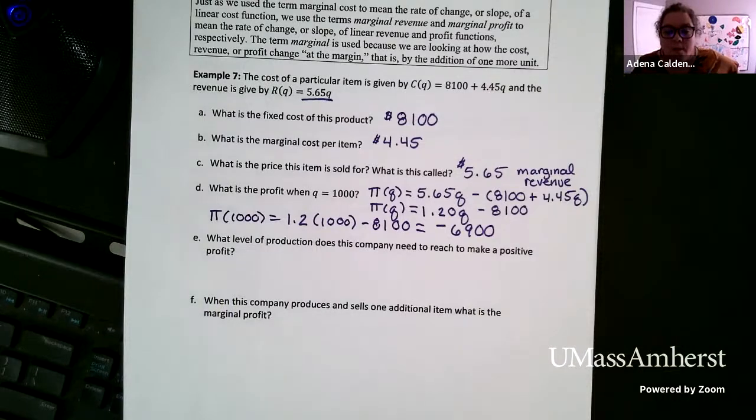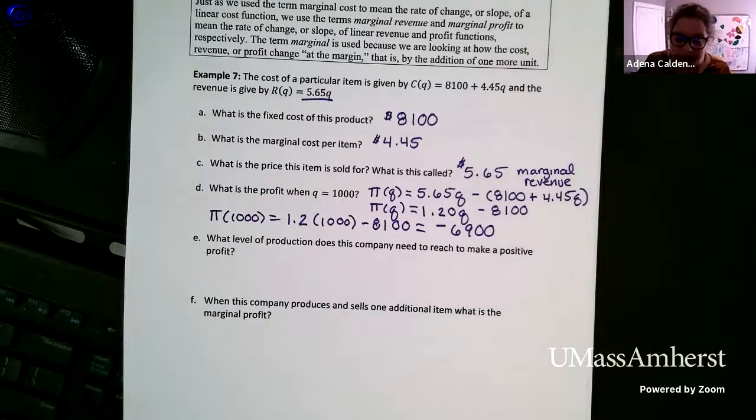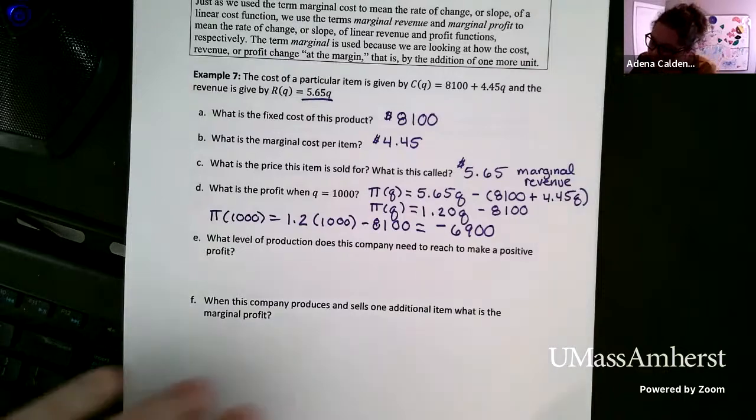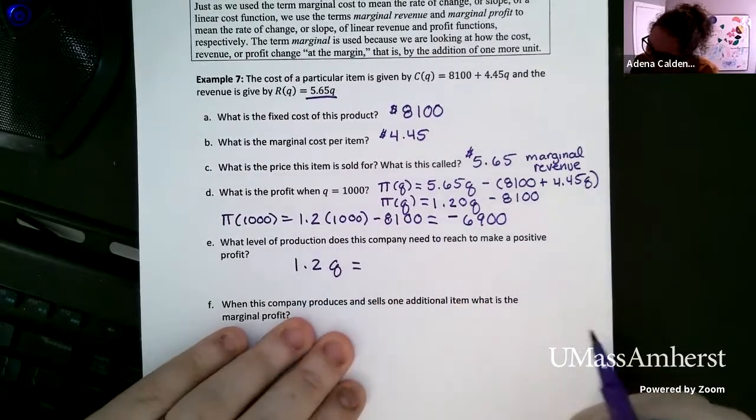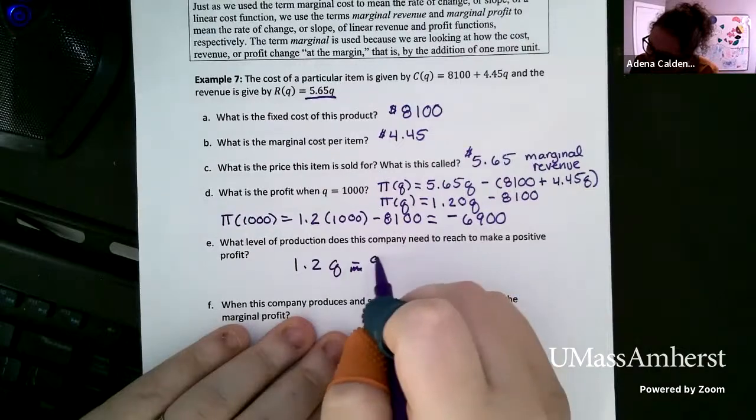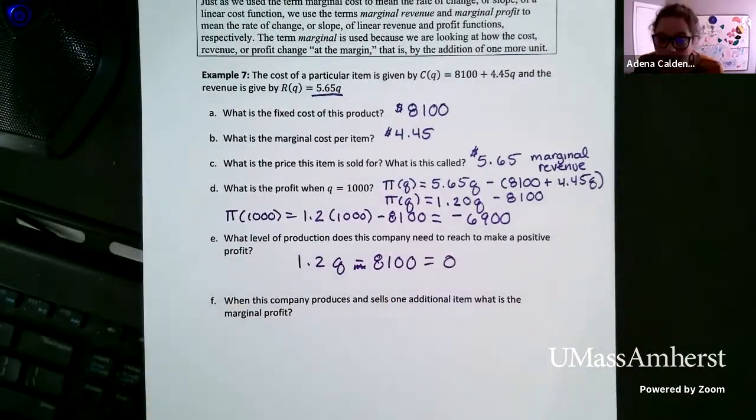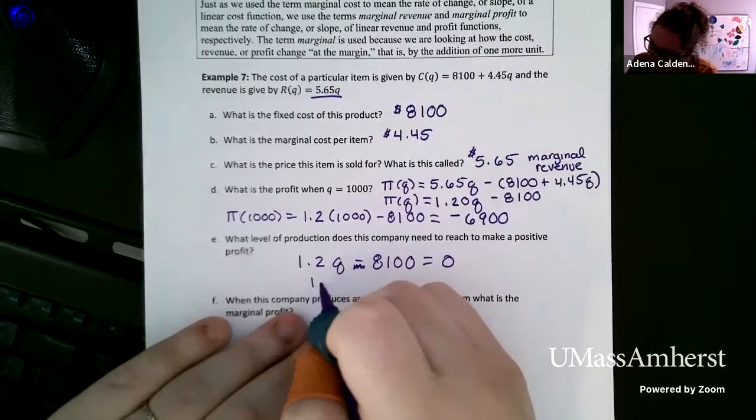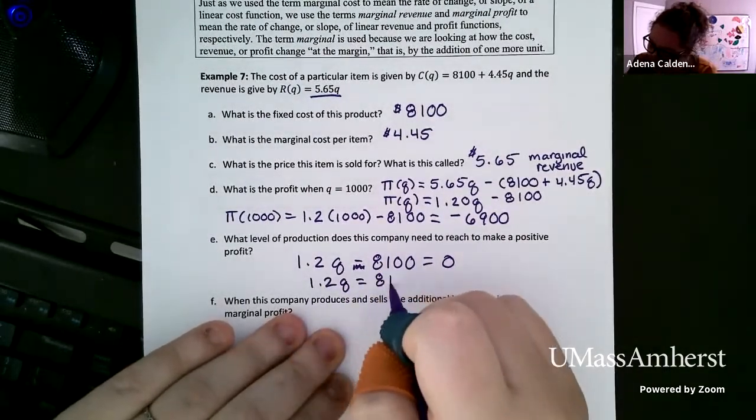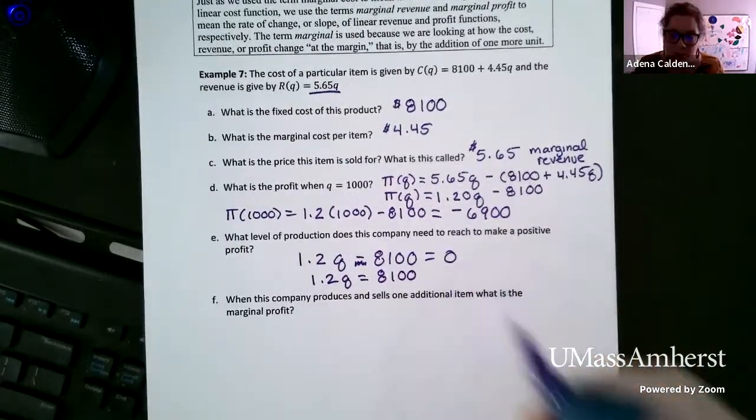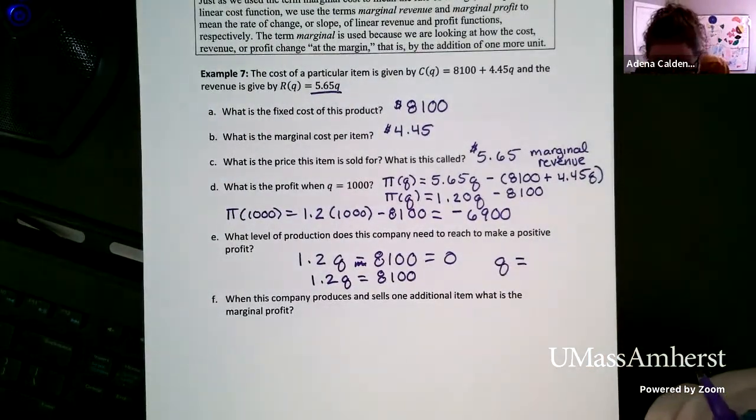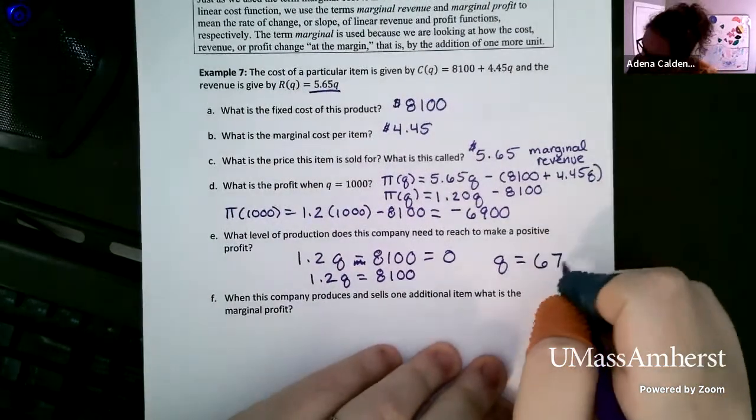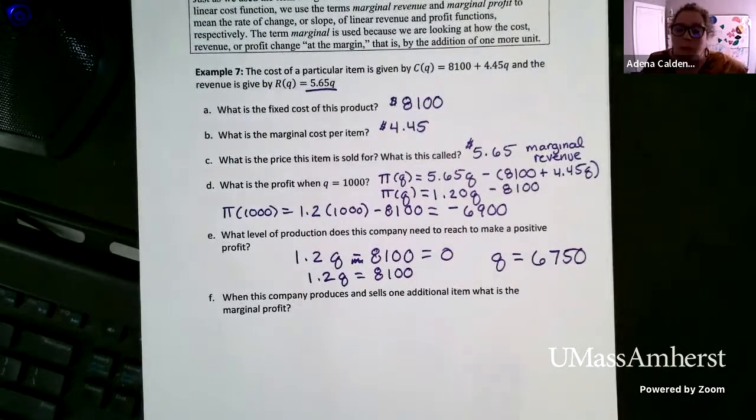So the next question is, what level of production does this company need to reach to make a positive profit, right? So what we need to do is we need to think about what's called the break-even point. So to find the break-even point, we want to take our function, 1.2Q minus 8,100 equals 0, right? Then we bring the 8,100 over. So 1.2Q equals 8,100. We divide both sides by 1.2. And we get 6,750.